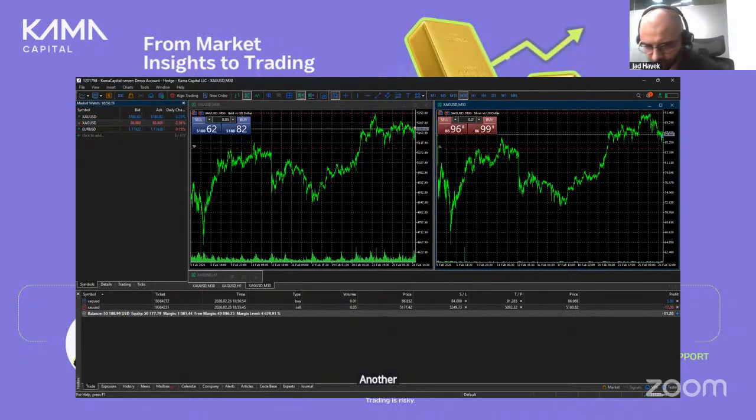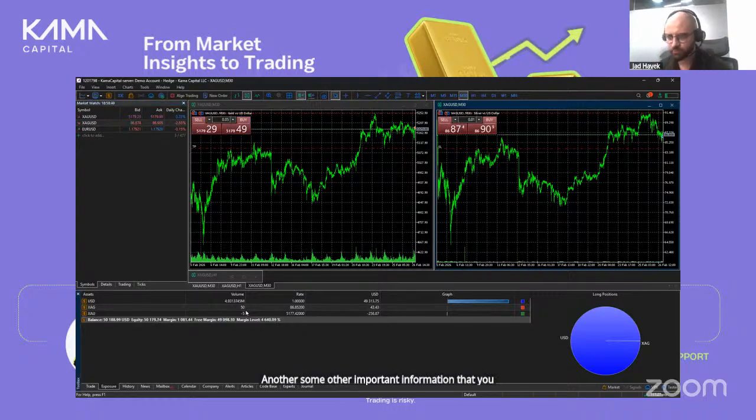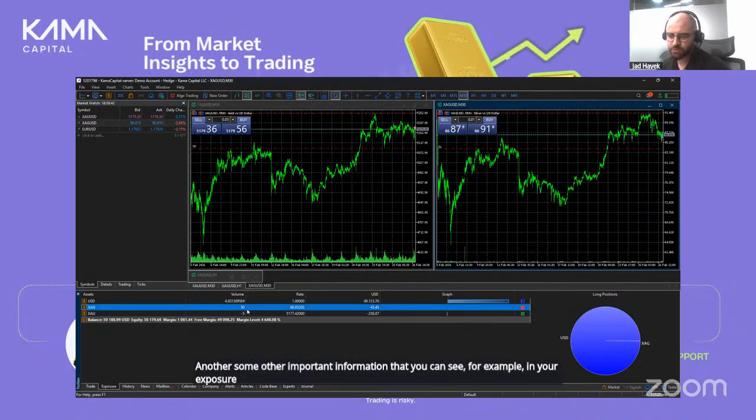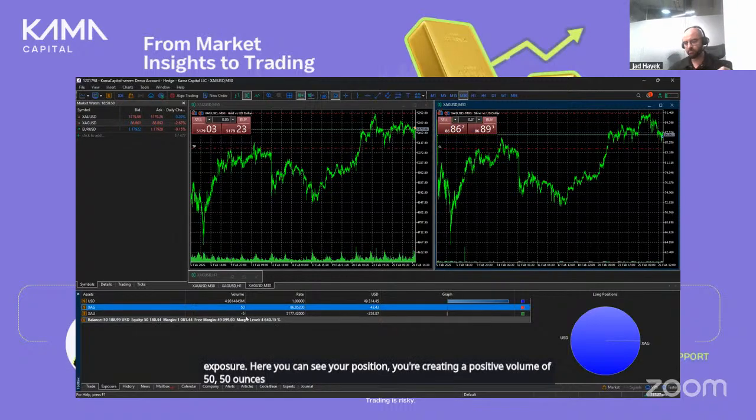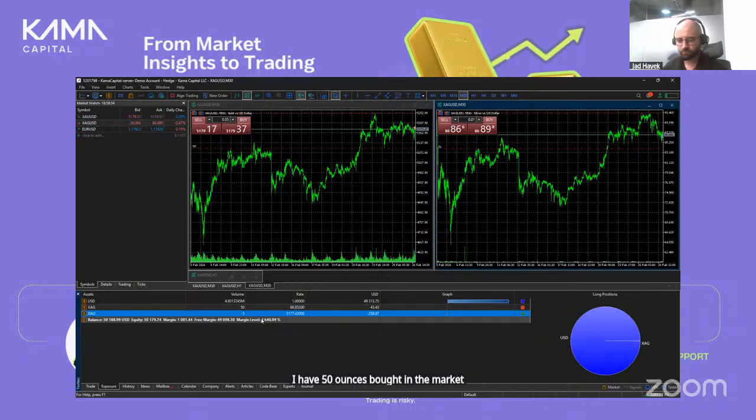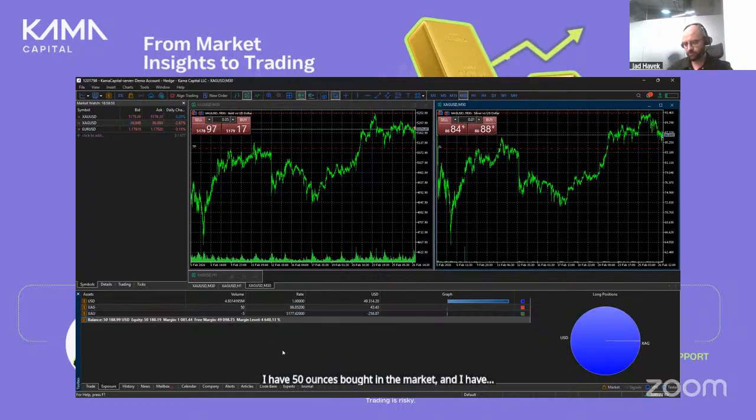Some other important information that you can see, for example, in your exposure. Here you can see your position equating a positive volume of 50 ounces of silver. That means I have 50 ounces bought in the market, and I have 5 ounces of gold sold.